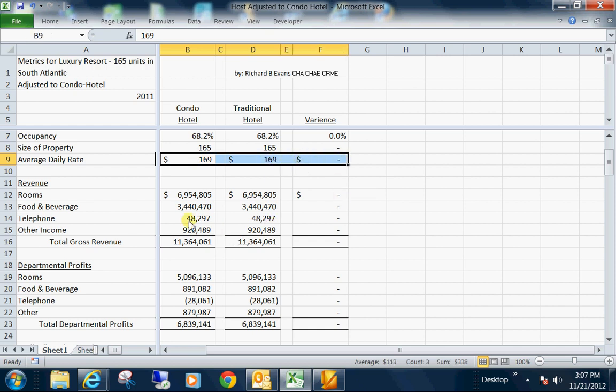We then come down to each of the departments that are summarized in this report. In revenue, the rooms division, which is your gross room revenue, is $6,954,805, again in both types of entities. If you have food and beverage in the hotel, $3,440,470.